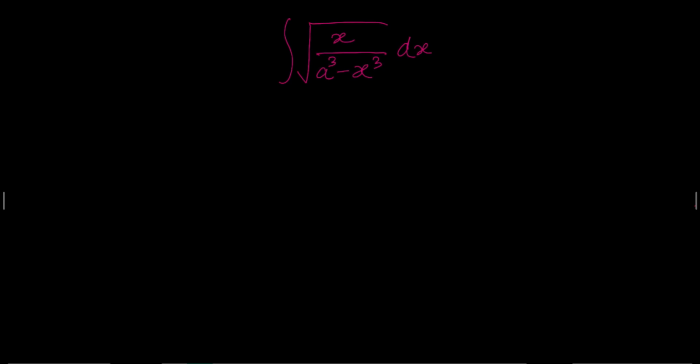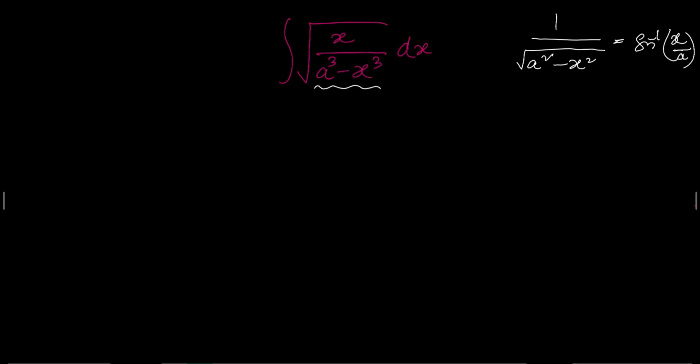Integral of square root of x divided by square root of a cube minus x cube dx. We have to calculate this integral. Now we look at the denominator part. It is like 1 by square root of a square minus x square. Can we get into that format? Then I know that the integral for that will be sine inverse of x by a.